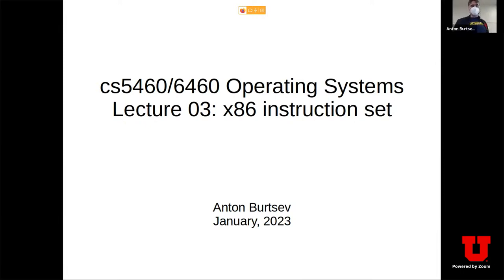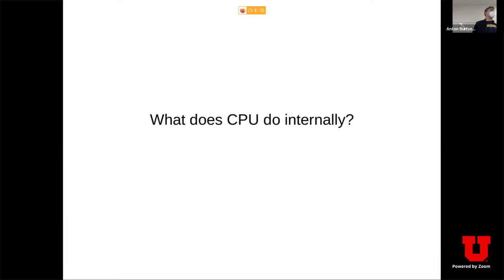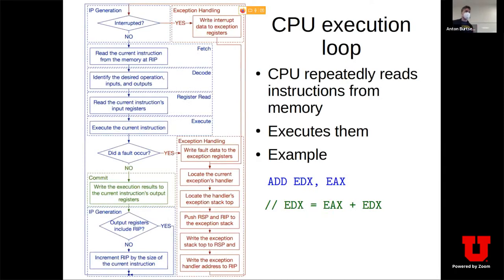Okay, back to x86 assembly. Back to a couple of slides which I keep bringing up. I keep asking people, what is the CPU doing internally? The answer is in this document which describes Intel security mechanisms, and as an introduction it just shows the main loop of a CPU. If you didn't take the architecture class, just look at this diagram and you have a decent understanding of what's going on. This is called the CPU execution loop, and it essentially repeatedly does the same thing over and over.